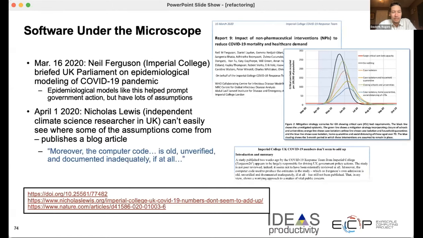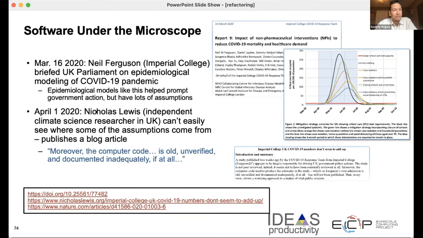You may be familiar with the story of Neil Ferguson's epidemiological modeling of the COVID-19 pandemic, which predicted that there would be a very large spike in infections, initially in 2020, and that led to government action in UK Parliament. But not everybody was happy with the way the code was structured.